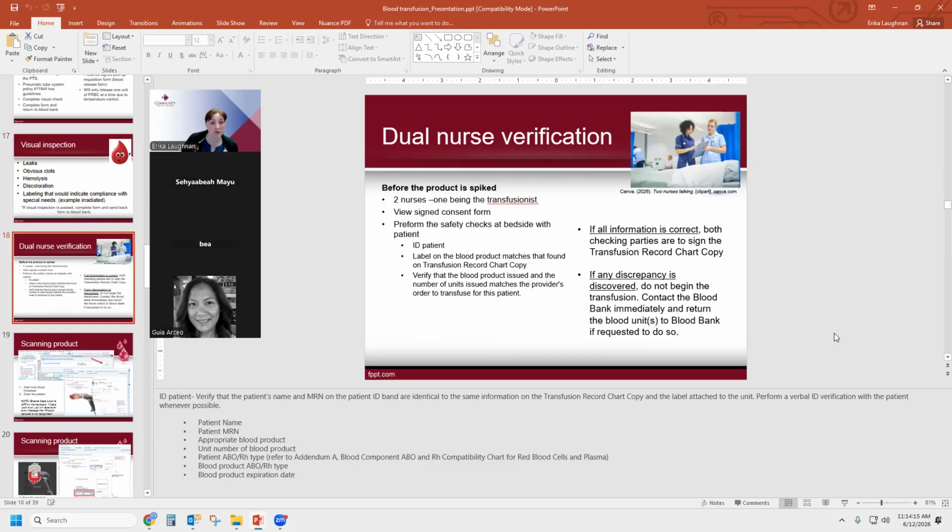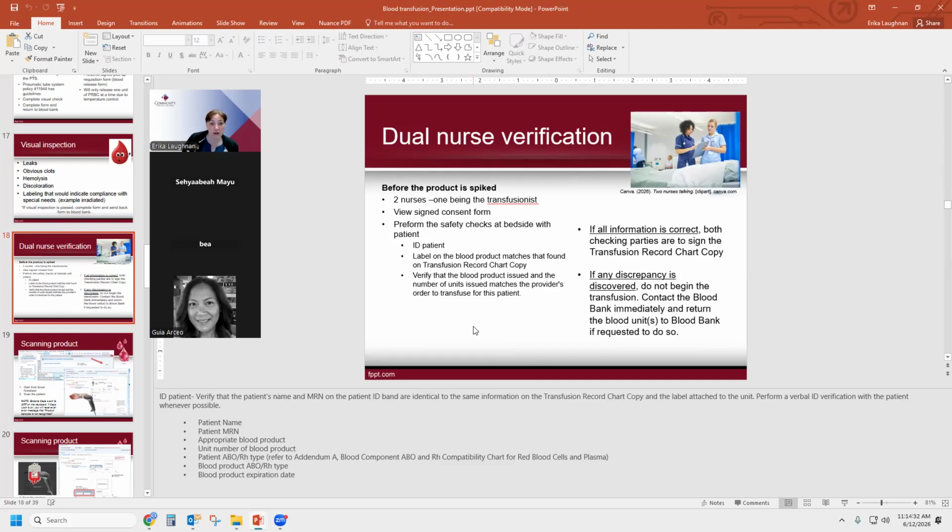Then we talk about the dual nurse verification. So the 2 nurses, one being the transfusionist, we are going to have the consent form at the bedside so we can view it, because you're going to pull somebody in off the unit who needs to be in there helping you quickly. So you want to have everything ready for them.